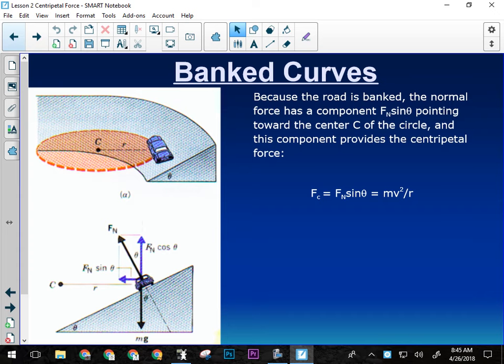If I bank it at a certain angle for a certain radius, there is a speed that I could take that corner at that I would traverse it safely, even if it was covered in a completely frictionless material. Not that anything like that exists, but if it did, I would still be able to negotiate that corner safely as long as I took it at the design speed.